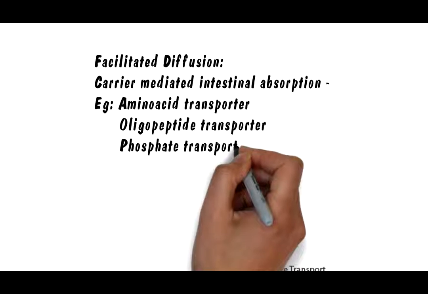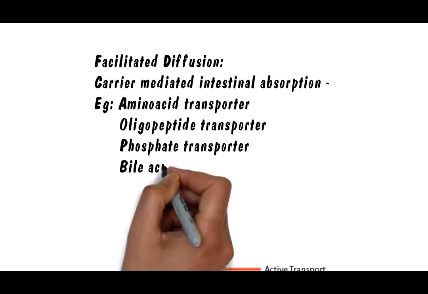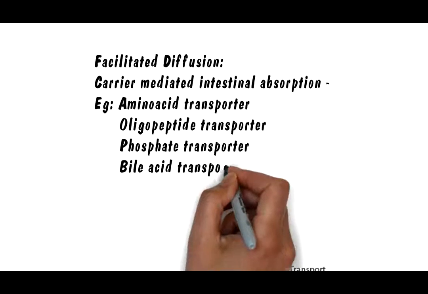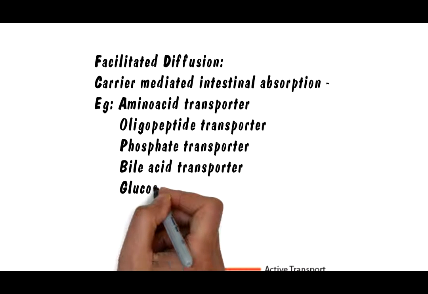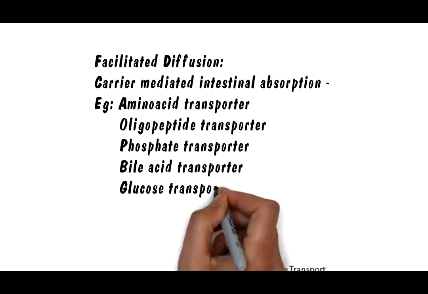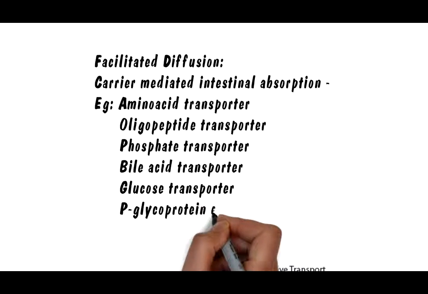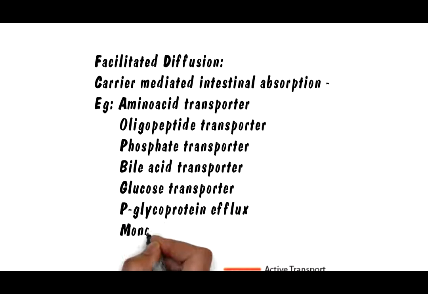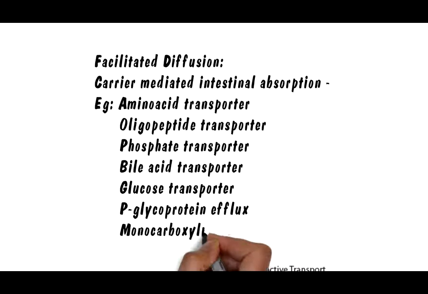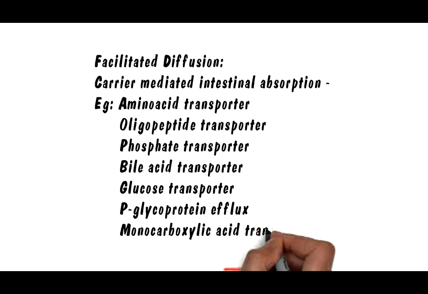Few of the carrier mediated intestinal absorption transporters are here. Some of the drugs are transported through these transporters in the intestine, like amino acid transporter, oligopeptide transporter, phosphate transporter, bile acid transporter, glucose transporter, P-glycoprotein efflux, and monocarboxylic acid transporter. P-glycoprotein is present in the intestine and acts as an efflux pump for drugs like cytotoxic drugs; some drugs are sent out from the blood into the lumen of the intestine.